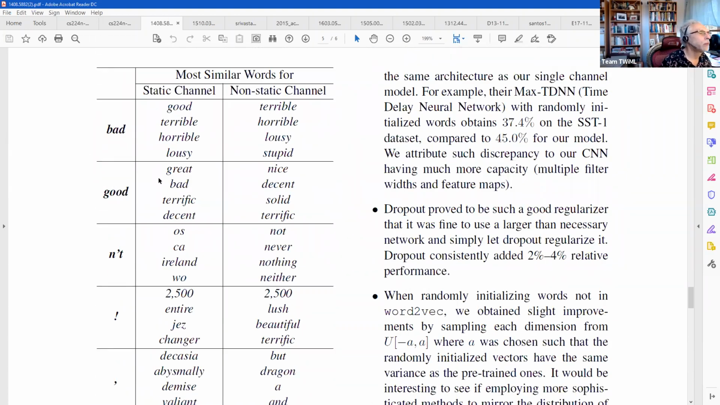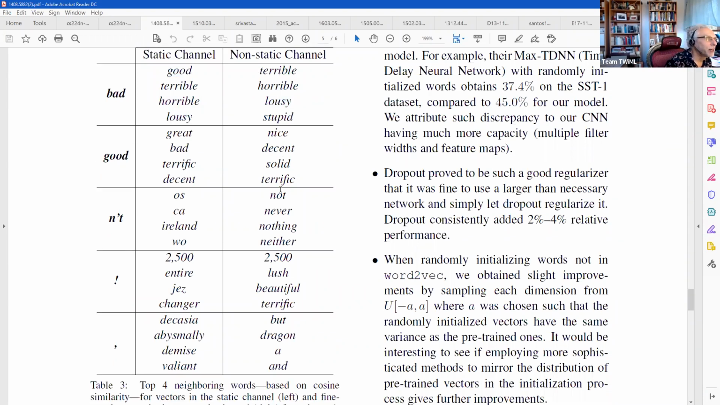So here's a comparison for finding the most similar words in the final embeddings. If you have a static channel, that means you're just using the pre-trained word2vecs. The most similar words to "bad" in the word2vec model are: good, terrible, horrible, and lousy. But when you fine-tune them, it changes a bit. Terrible, horrible, and lousy are still there, but now you have "stupid," which tends to occur in movie reviews, right? So anyway, that's interesting.